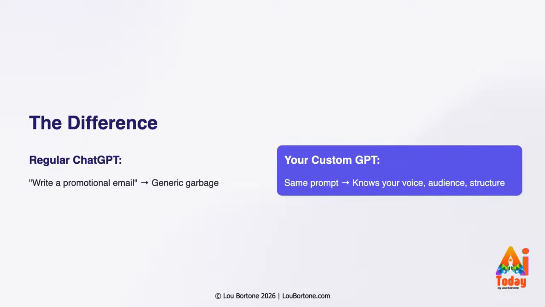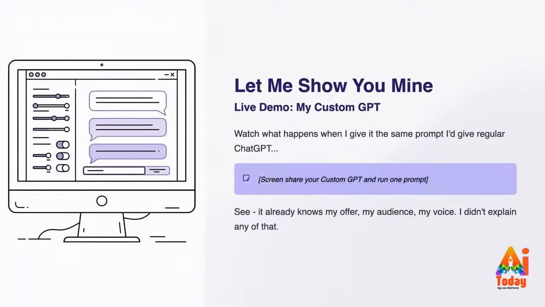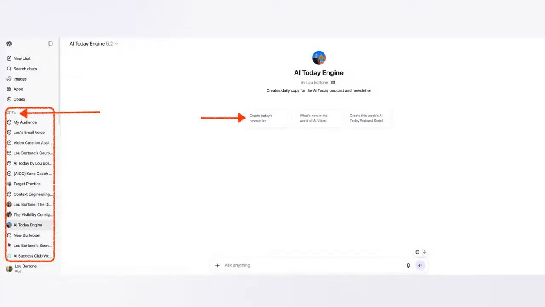And you can create custom GPTs for just about anything. I'll show you real quick. Let me go to a different screen and show you. So for instance, on the left-hand side of the screen, you'll see all my custom GPTs, and I've got a bunch of them. This particular one is called the AI Today engine. I programmed this so that anytime I go in here and prompt, it's going to create the copy for my AI Today podcast and newsletter. And I've already got some prompts in here, like create today's newsletter, what's new in the world of AI. And I'm going to show you, hopefully, how this works in real time.